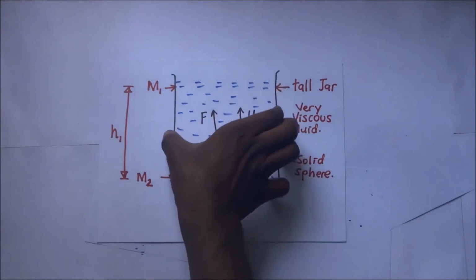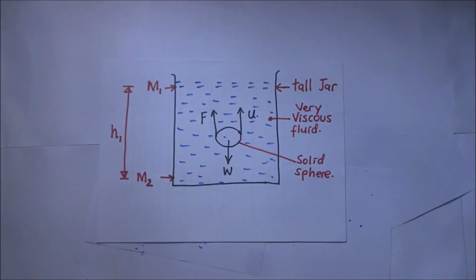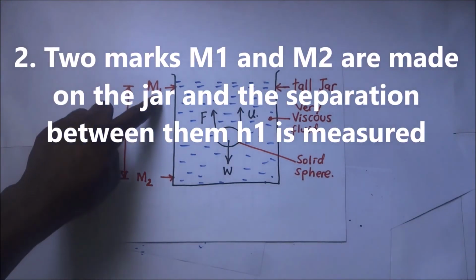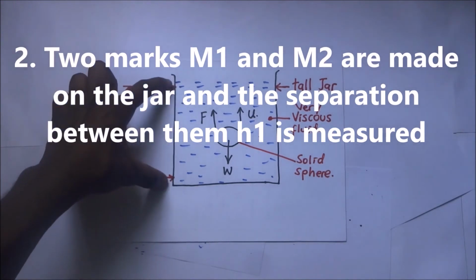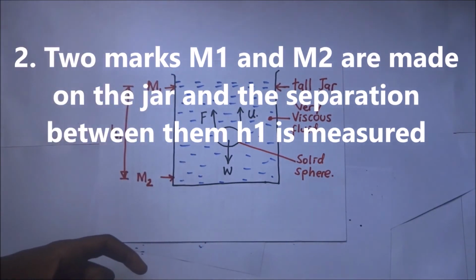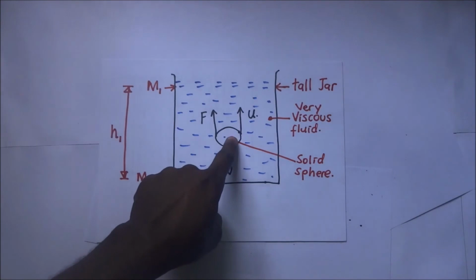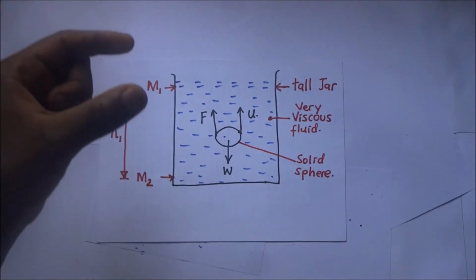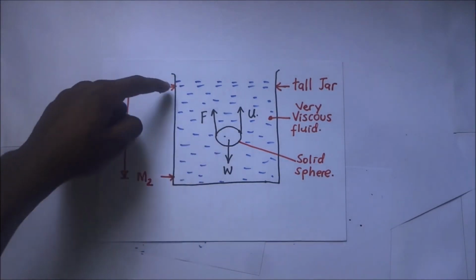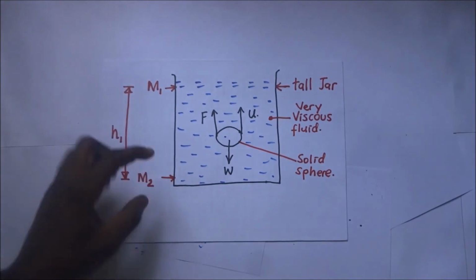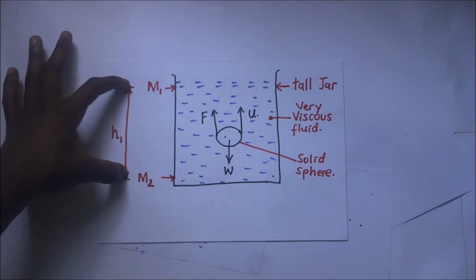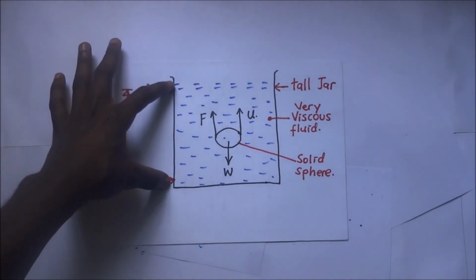But now on this very tall jar, we are going to mark off two places. We are going to mark off just any two places along the tall jar where we anticipate that this solid sphere will be dropping through at a terminal velocity. So we mark them M1 and M2, and we take note of the height between those markings.